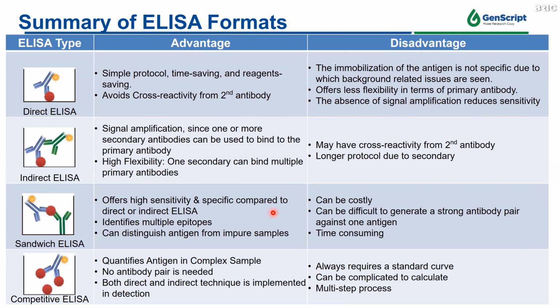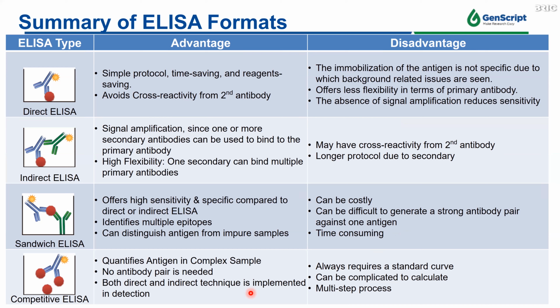For the sandwich ELISA, this kind of ELISA offers high sensitivity and specificity compared to the direct and indirect ELISA. It can recognize different epitopes from one antigen, and it can differentiate the antigen from an unknown sample. However, in terms of pricing, it is more expensive and time consuming. Sometimes it is hard to generate a strong antibody pair against one antigen.